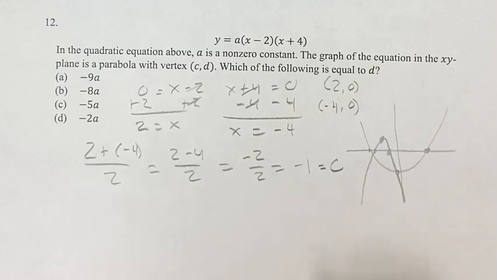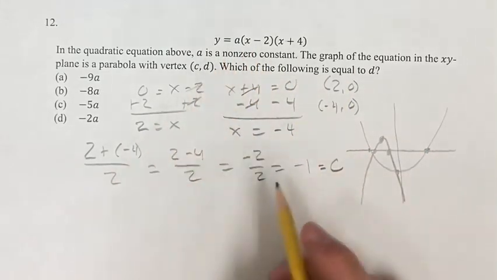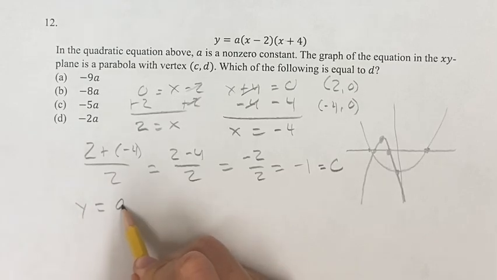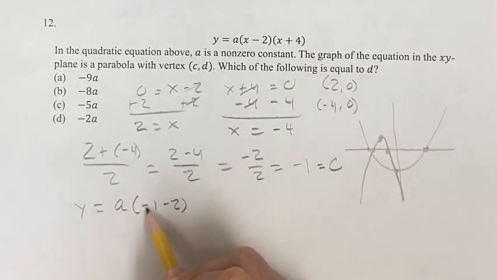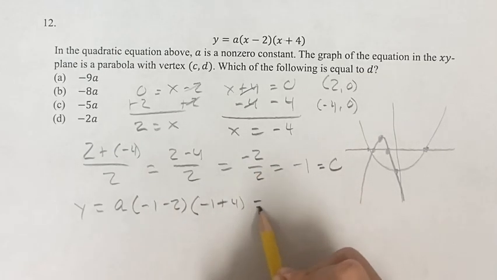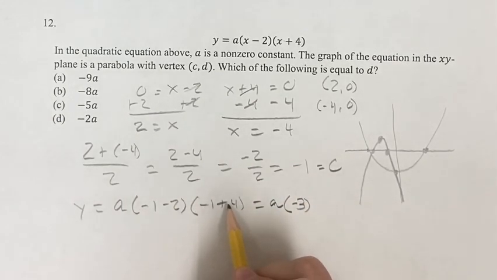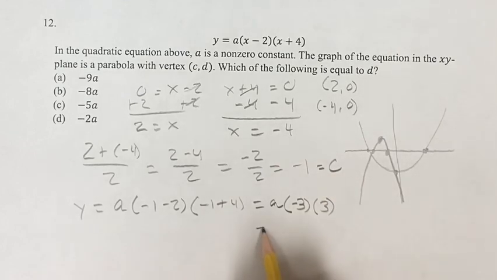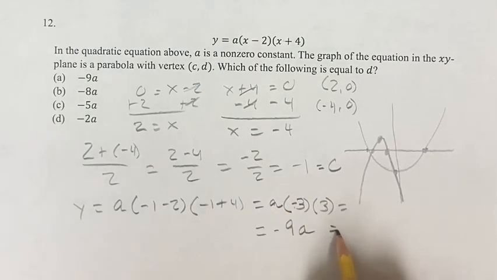How would we find D? Well, plug in negative 1 for x, and you'll get a y value which correlates with D. So we have y is equal to a times (negative 1 minus 2), plugging in negative 1 for x, times (negative 1 plus 4). This is equal to a times negative 3, since negative 1 minus 2 is negative 3, times positive 3, since negative 1 plus 4 is positive 3, and negative 3 times 3 is negative 9a. And this is going to be your value of D.